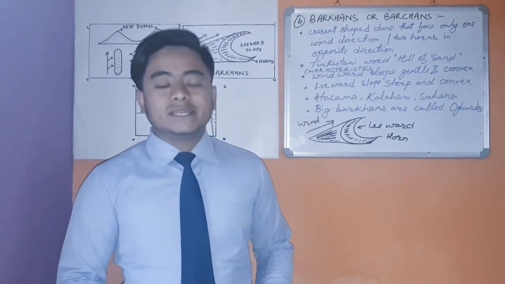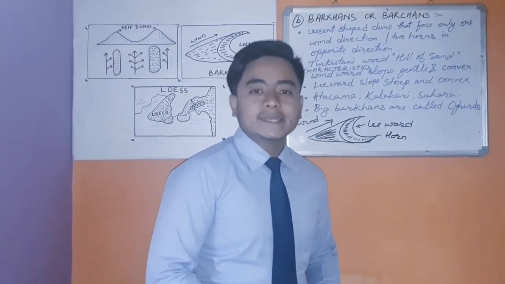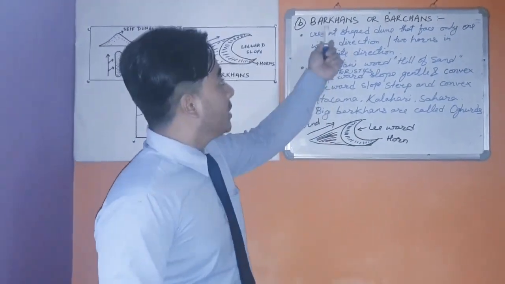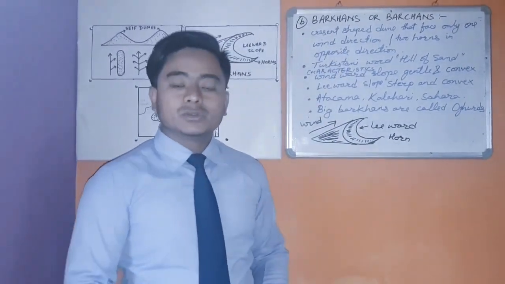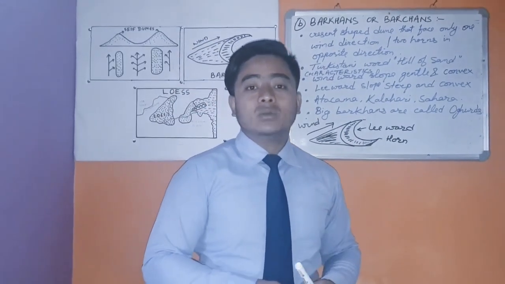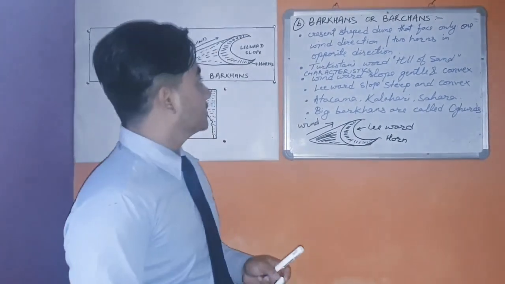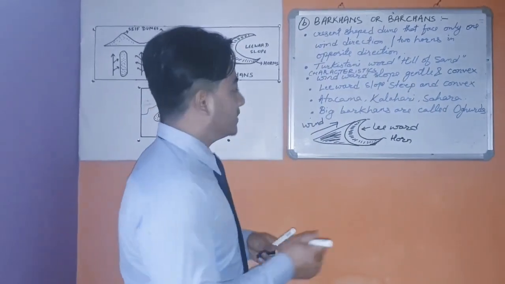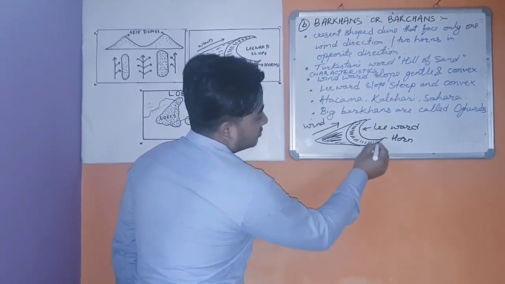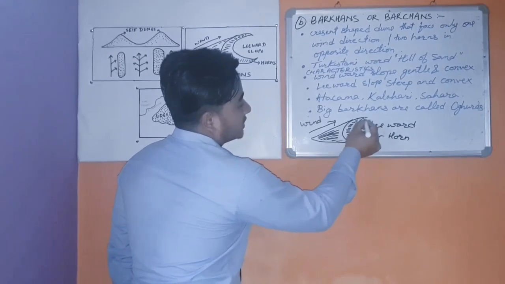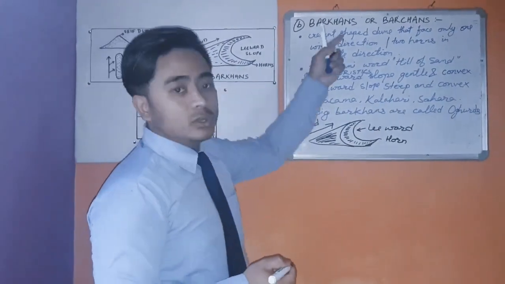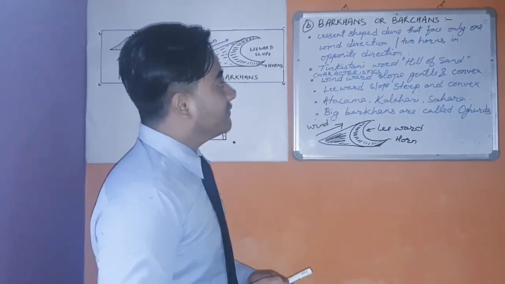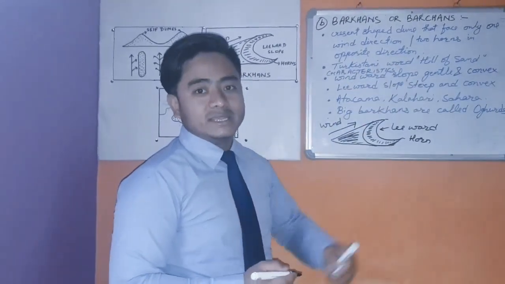So now let's discuss the second type of sand dune formed by wind deposition, that is Barkhans. So let's understand what Barkhans are. Barkhans are crescent shaped dunes. Crescent means you can see over here this particular shape. Barkhans are crescent shaped sand dunes that face only one wind direction.